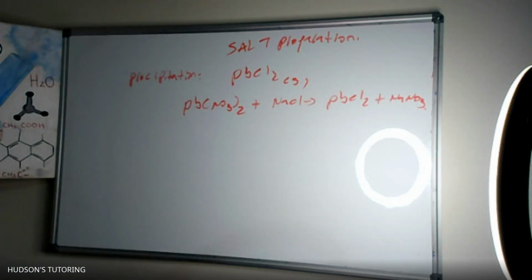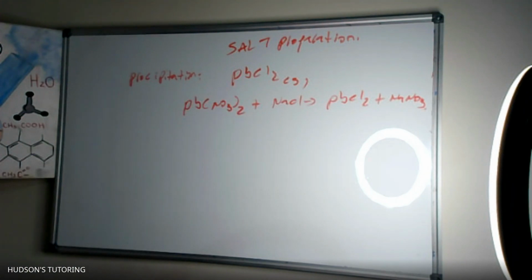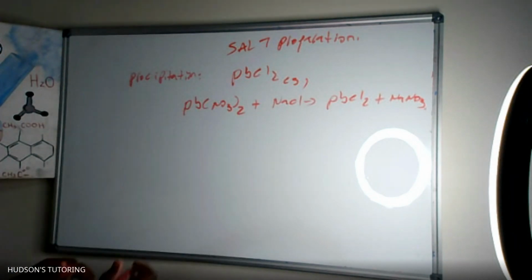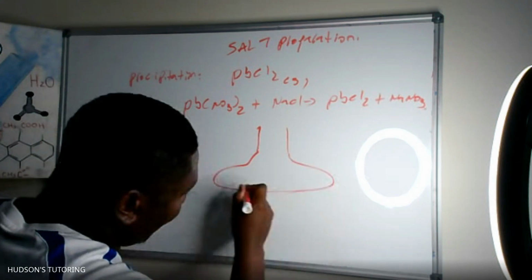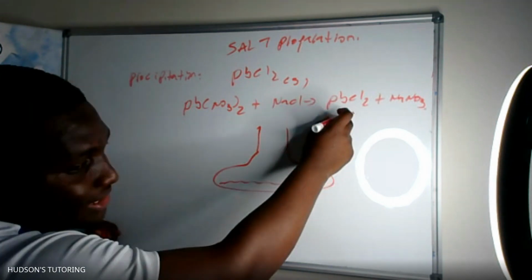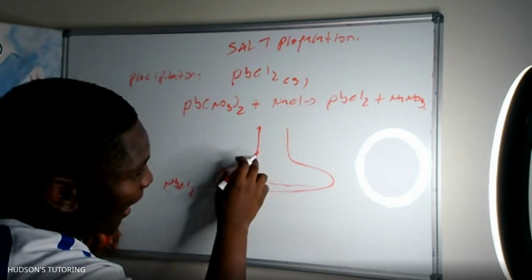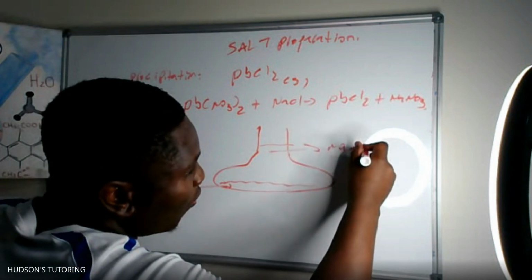Going into the lab now, we'll have some lead nitrate and some sodium chloride in a conical flask or beaker. When we react the lead nitrate and the sodium chloride, we're going to see some deposits right here at the bottom, because it's the lead chloride. The lead chloride sits at the bottom, while the sodium nitrate sits at the top. So we're going to separate them.